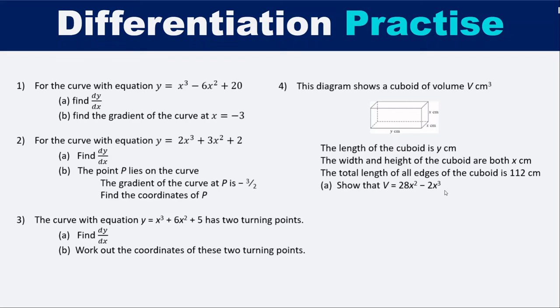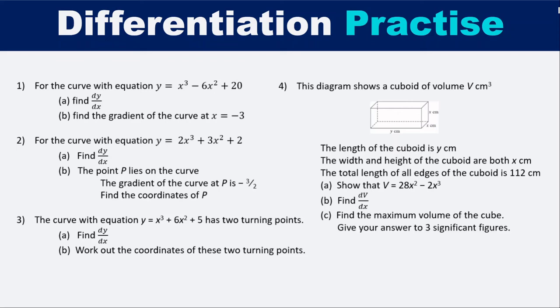You must show all your working because they've given you the answer here. But even if you couldn't work out your equation for the volume of this cuboid, they gave it to you so you can still do part B. You can still differentiate V in terms of x, and then you can do part C. Find the maximum volume of the cube given your answer to 3 significant figures.